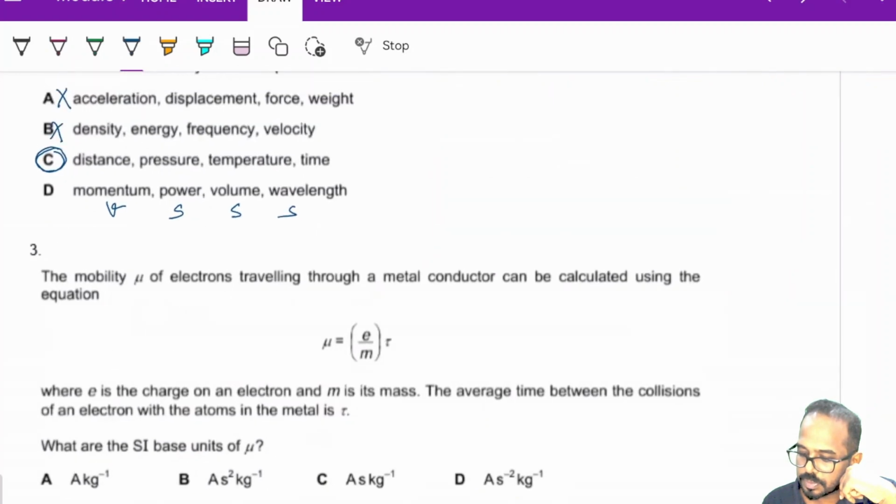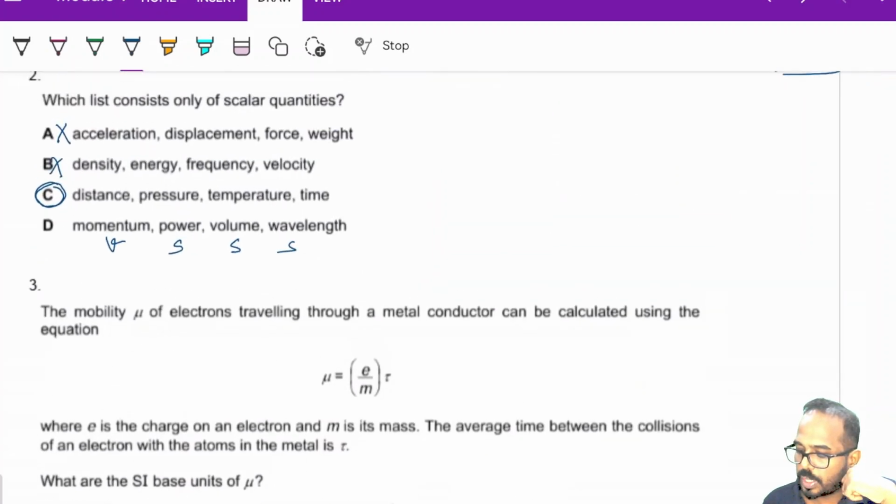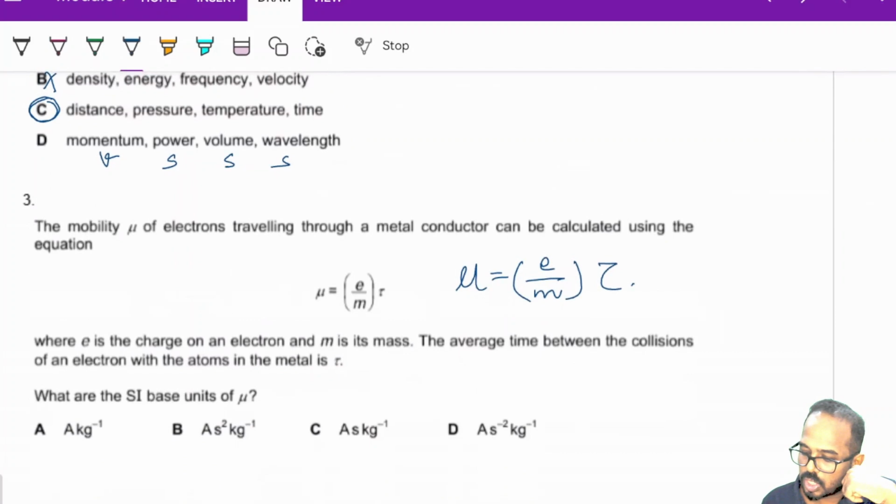Third question. The mobility mu of electron traveling through a metal conductor can be calculated using the equation. They have given the equation. Mu is equal to E over m multiplied by tau. Okay, where E is the charge of an electron and m is its mass. The average time between the collision of an electron with its atom in the metal is tau. So this one is what? Average time between. So tau is time.